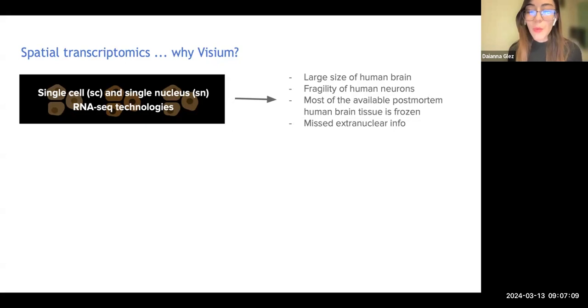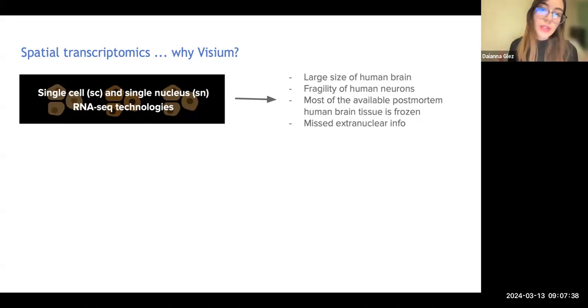But when we want to use these technologies in the human brain, particularly single-cell, the large size of the human brain makes it hard, in addition to the fragility of human neurons and the fact that most of the available postmortem human brain is frozen. So most of the available human brain data have been generated with single-nucleus RNA-seq technologies, which miss an important fraction of the RNA, the cytoplasmic one.